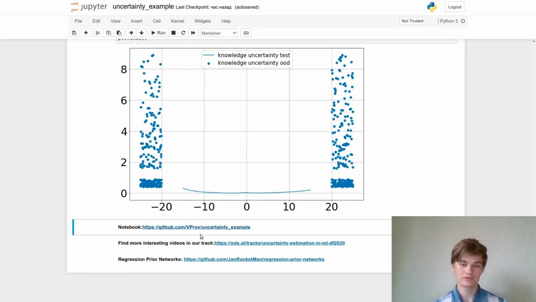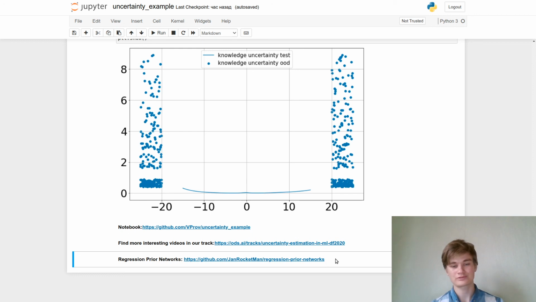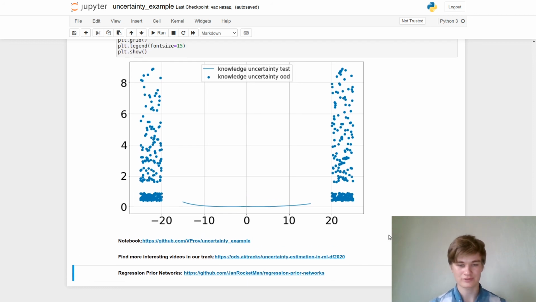Okay, so you can continue this video by playing with this notebook, or you can try to apply uncertainty techniques to your tasks. Find more interesting videos in our track about uncertainty estimation if you have not yet. And this is also the repository of regression prior networks from which I took some code.